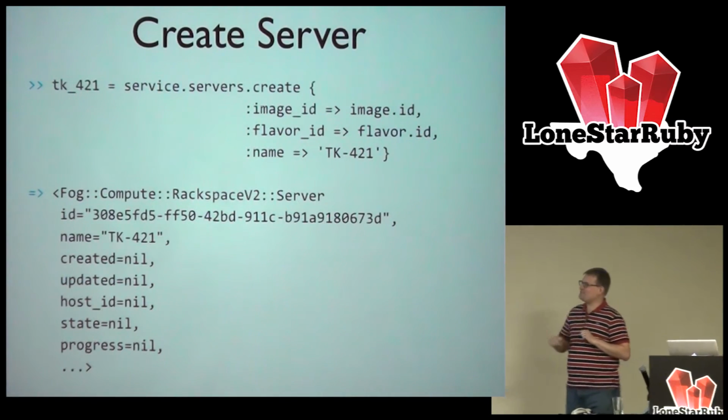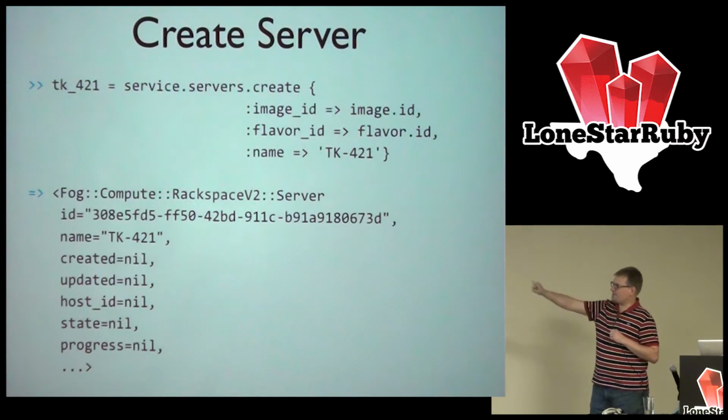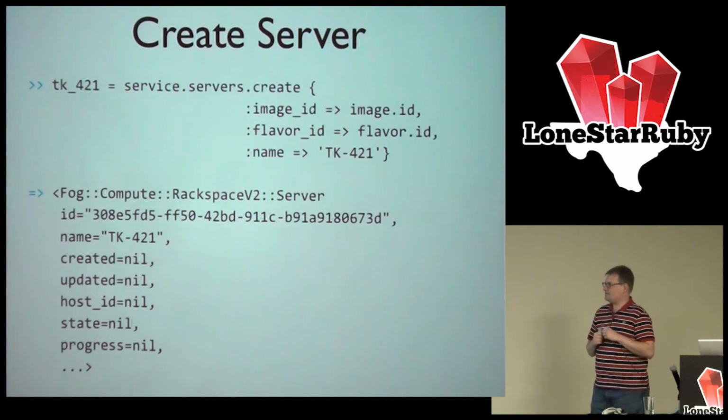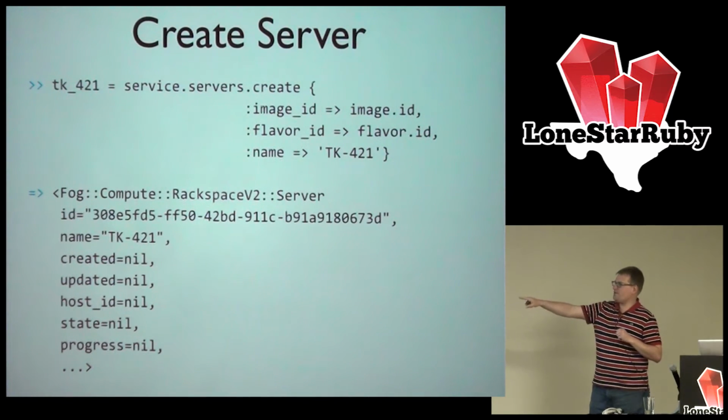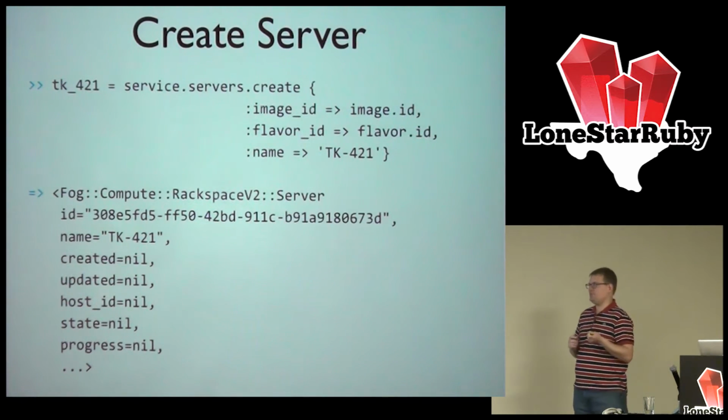And now that we have these 3 pieces of information, we're going to go ahead and create a server and pass in our image, our flavor, and our name. And then we're going to get back a server object. And as you can see here, some of the attributes that we have for the server are nil. And that's because we've actually scheduled the creation of the server with the Rackspace Cloud. It hasn't been built yet.